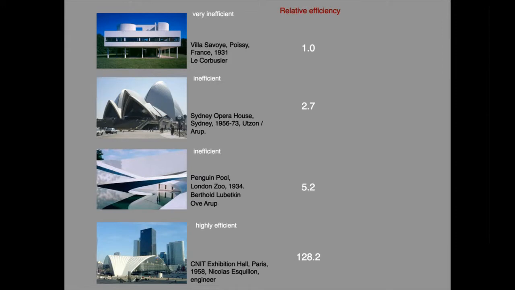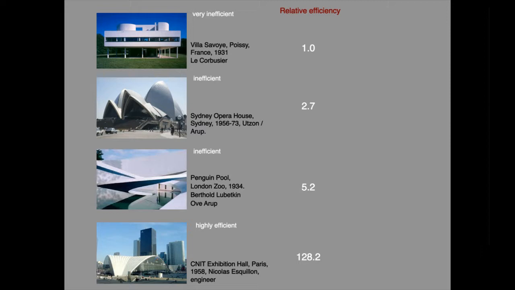The relative efficiencies of these buildings can be explained by their form. The form of the Villa Savoye produced only bending. The forms of the Sydney Opera House and Penguin Pool produced combinations of bending and axial internal force. The form of the CNIT shell produced only axial internal force. It was largely that which was responsible for the enormous differences in efficiency. The fact that the first three of these structures had elements with solid cross-sections was an additional factor affecting efficiency.